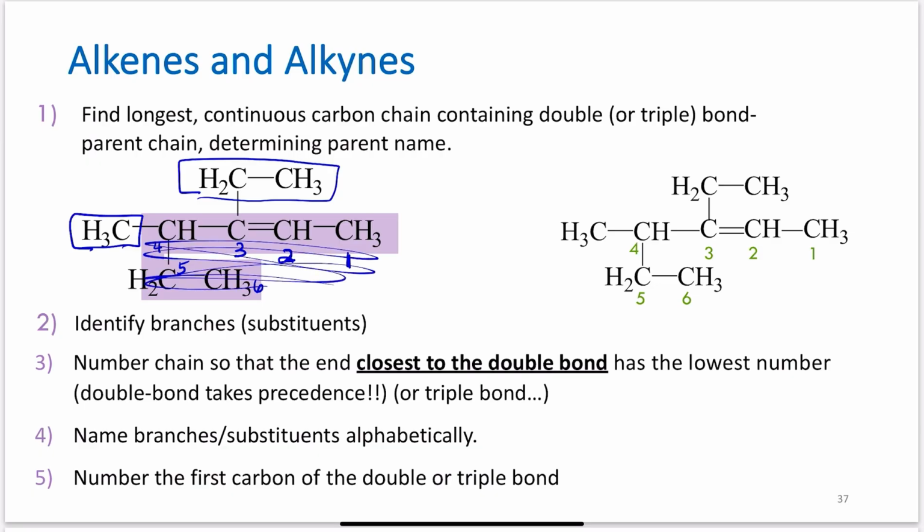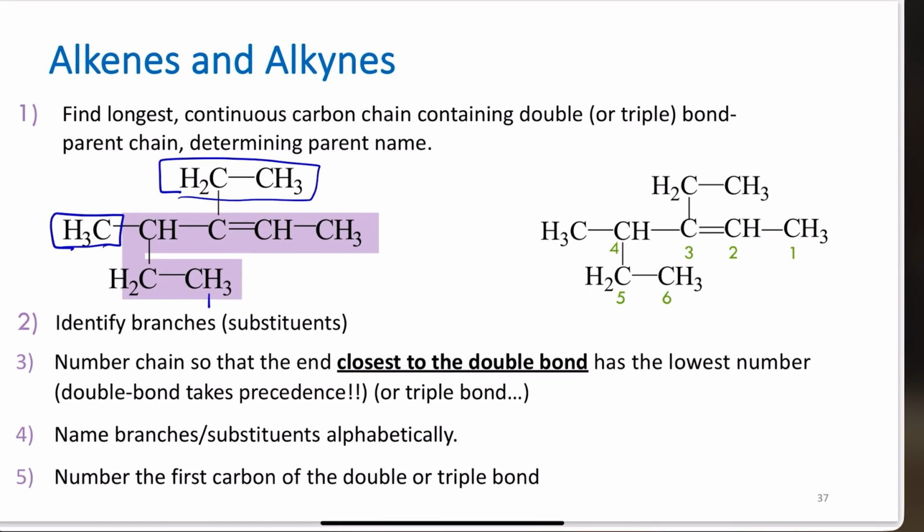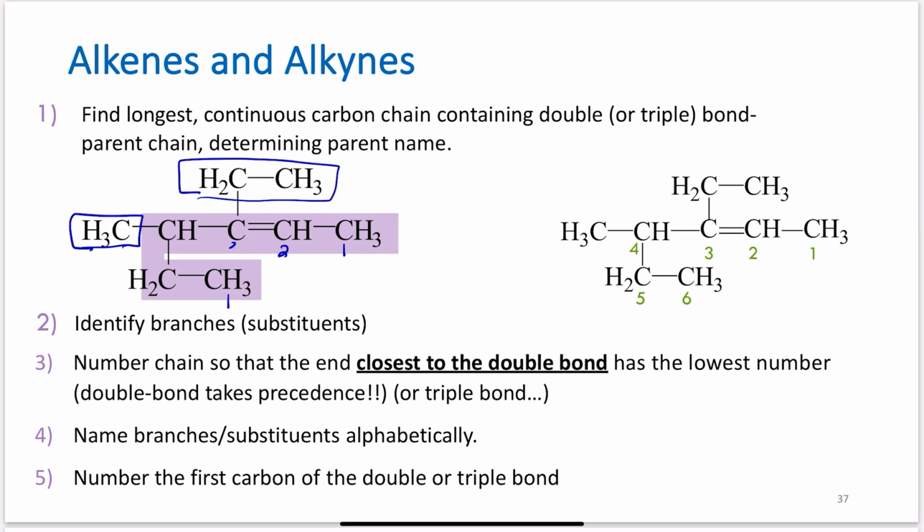If I had started counting the other direction, 1, 2, 3, 4, 5, 6, now my double bond doesn't show up until carbon 4 instead of carbon 2. Counting it this way, I'm able to make it at carbon 2.